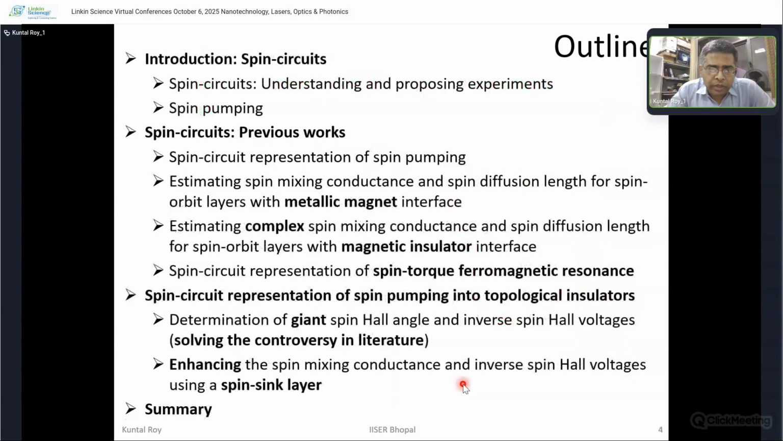In the spin circuit part, I will be talking first on the benefits of having spin circuits, and then I will be talking about some of the works that we have done in some previous years. And in a recent development, I would be talking on these topological insulators that I was talking about. I may not have time to go through all of the second part, but I will try to cover some of it.